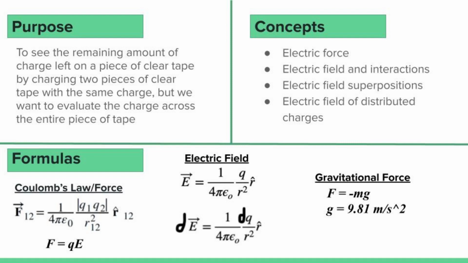This experiment uses the concepts of electric force, electric field and interactions, electric field superpositions, and the electric field of distributed charges, which includes Coulomb's law and the electric field equation like the last lab. However, we will use a differential form of the electric field equation to account for distributed charges. The gravitational force equation was used as well. These equations were used in the computational model to calculate the electric force and gravitational force.